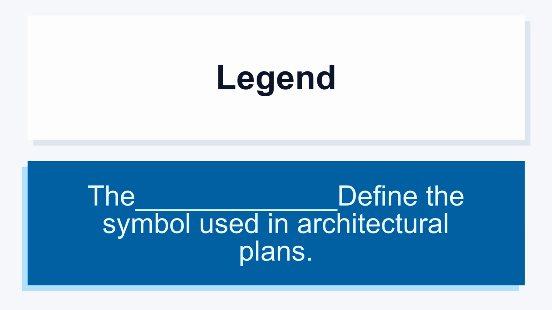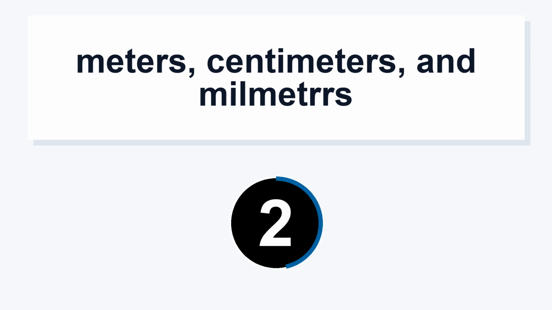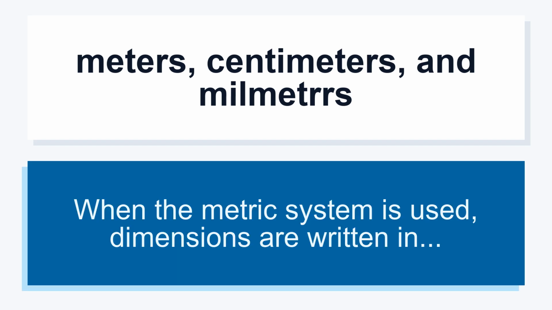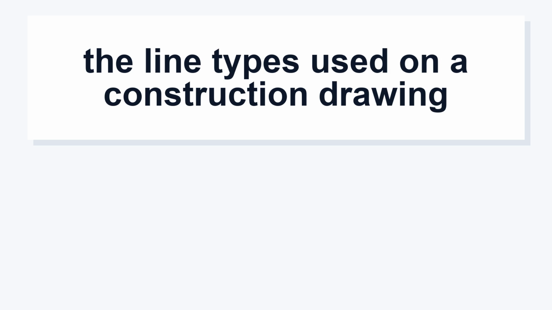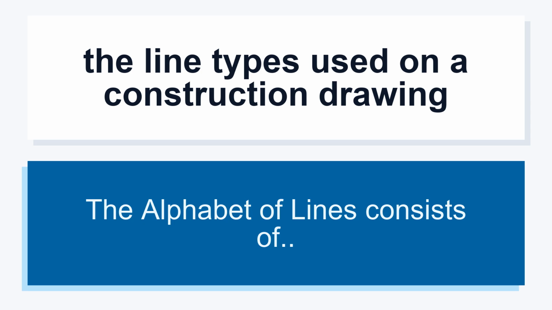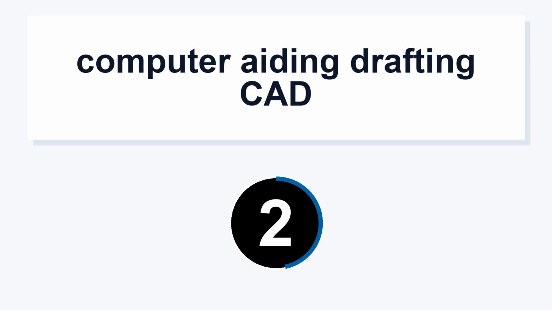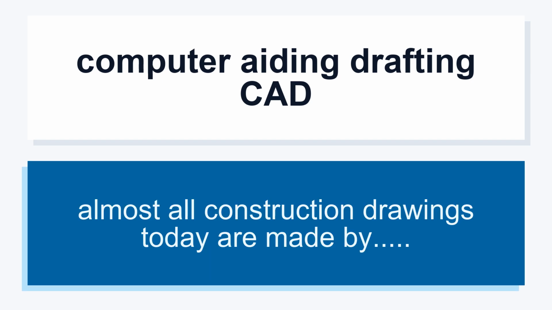Legend. The ______ define the symbols used in architectural plans. Meters, centimeters, and millimeters. When the metric system is used, dimensions are written in meters, centimeters, and millimeters. The line types used on a construction drawing. The alphabet of lines consists of the line types used on a construction drawing. Computer aided drafting, CAD. Almost all construction drawings today are made by CAD.